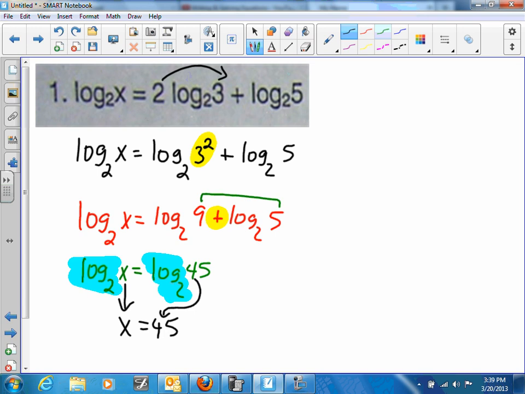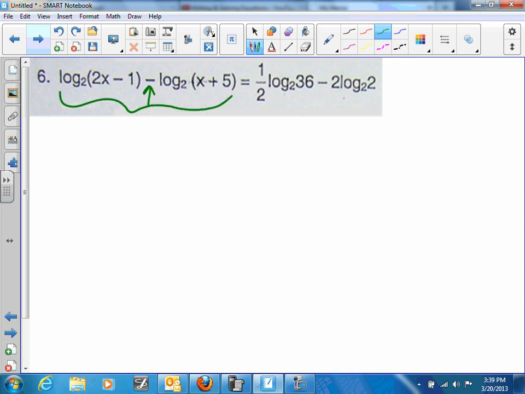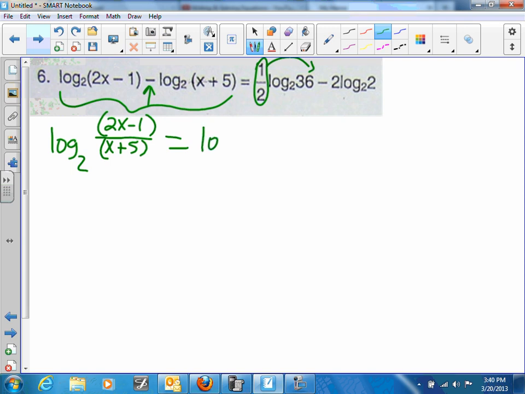Okay, now this won't always be that simple. For instance, look at the next problem. This one looks really elaborate. However, if you just go through it, notice when you see a subtraction, that means for this side, we're going to divide. So log base 2 of 2x minus 1 divided by x plus 5 equals. All right, so what do we do with this 1/2? Well, it goes to the power of 36. So you go log base 2 of 36 to the 1/2 power. Minus that 2 comes as the power of 2. So log base 2 of 2 squared.